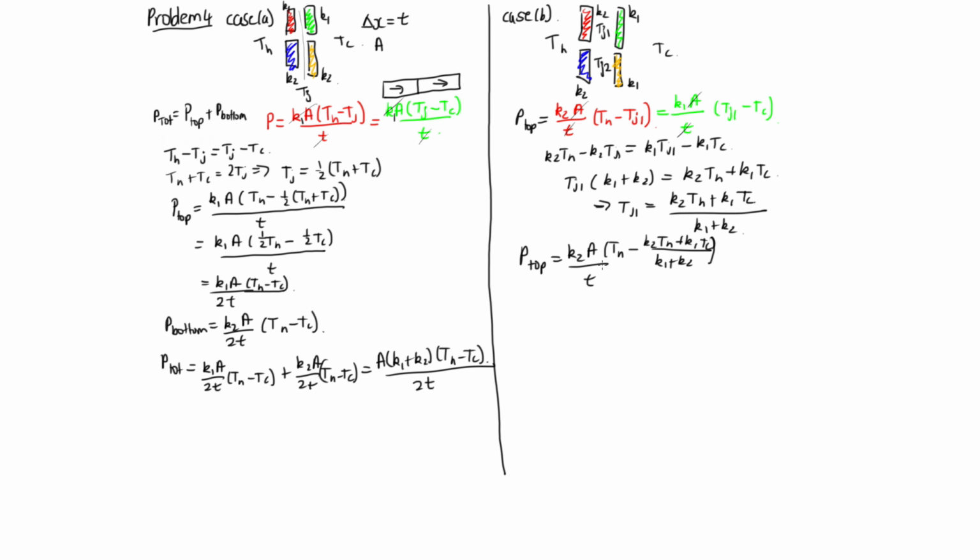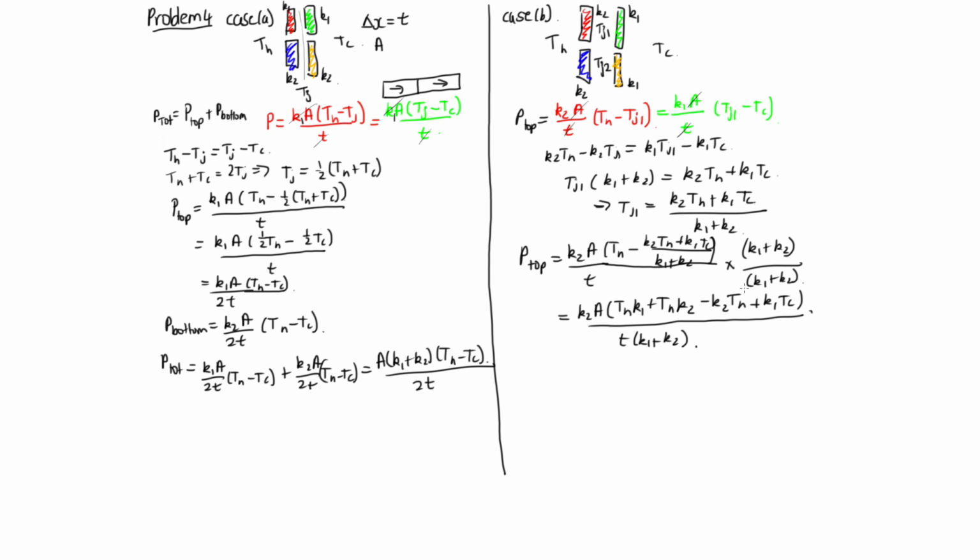Okay, so what I'm going to do now is multiply both my numerator and my denominator by K1 plus K2. That'll cancel out this factor on the bottom here. And so this gives me K2A TH times K1 plus K2, so that's THK1 plus THK2. Now this cancels that, so then I have minus K2TH plus K1TC all over T K1 plus K2.